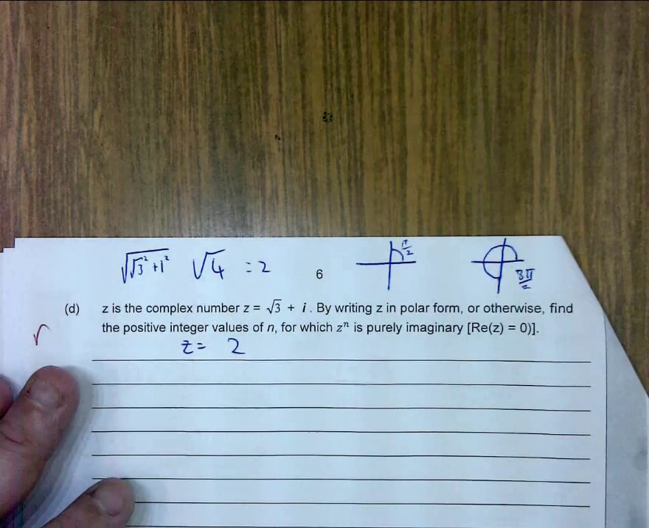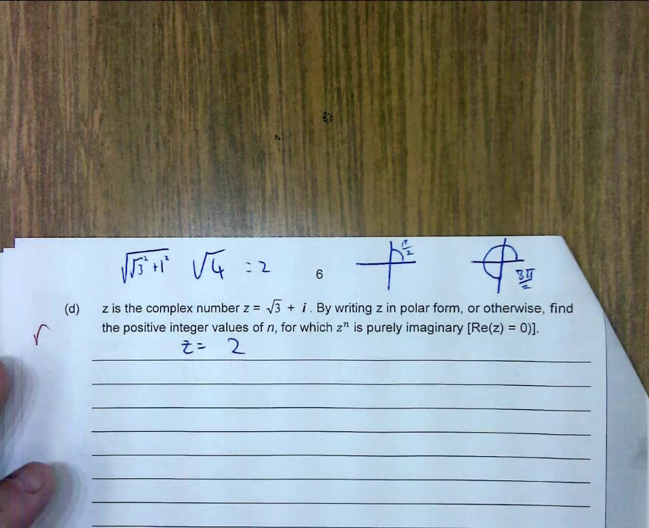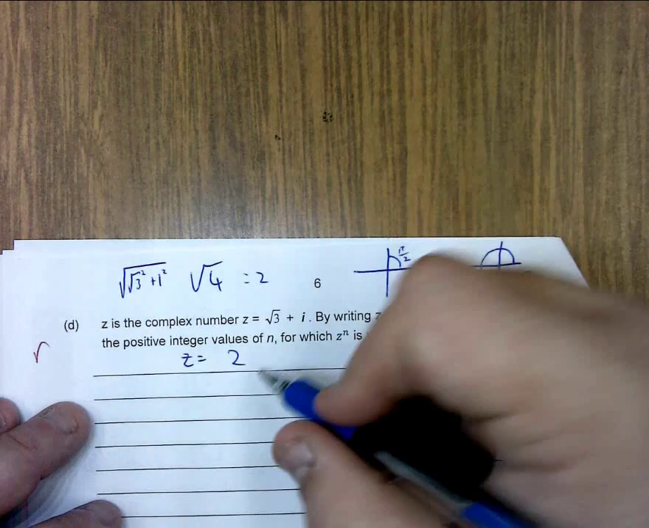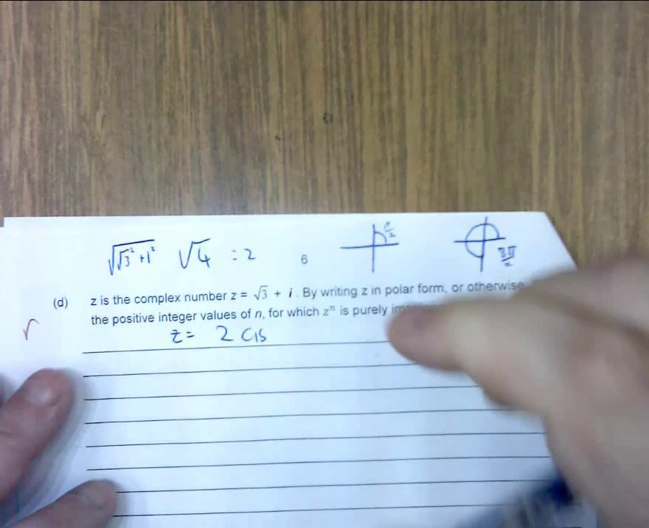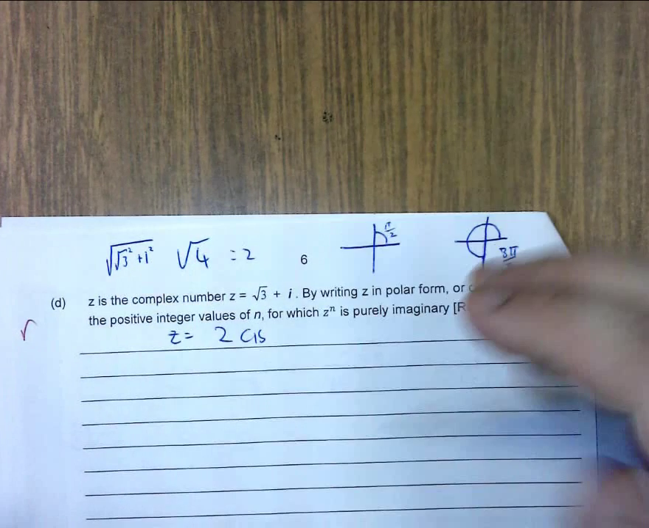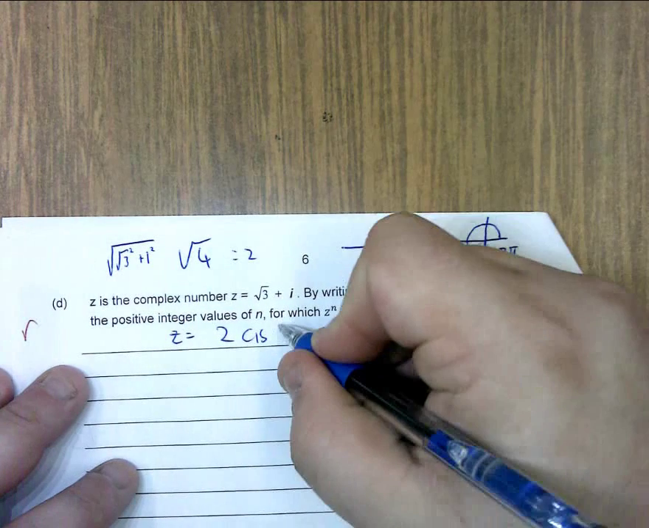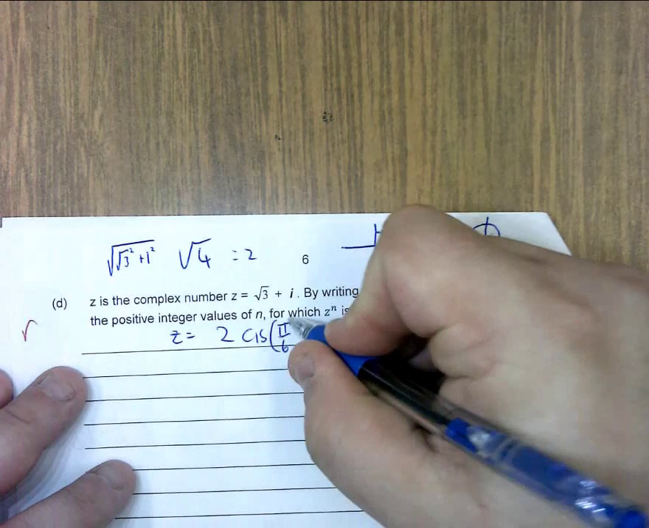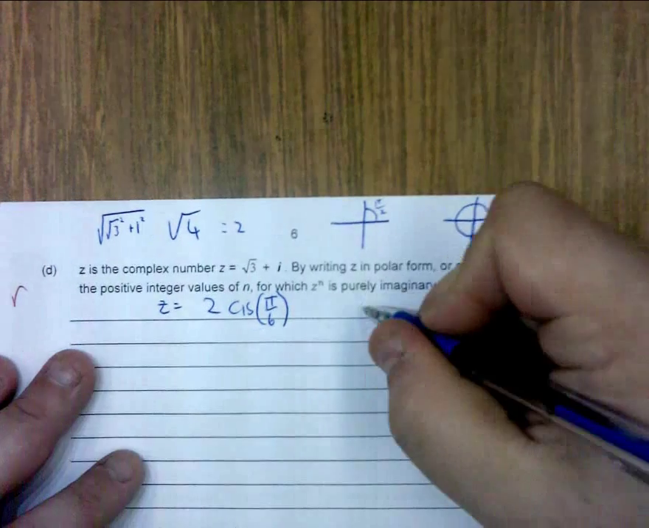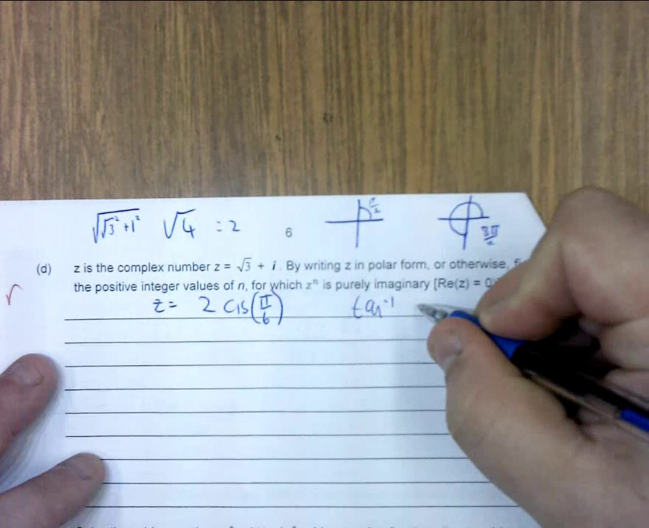If you have your special triangle on your formula sheet, which you had, then you could see that the angle would be pi over 6, I think. Pi over 6. So that's just straight from the formula sheet by doing inverse tan of the imaginary part over the real part.